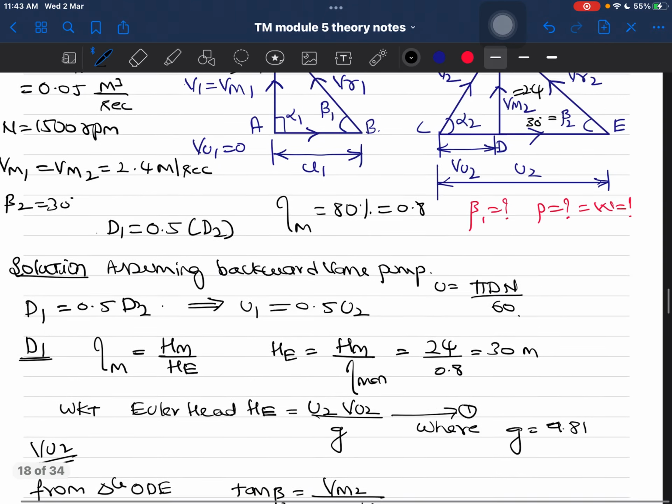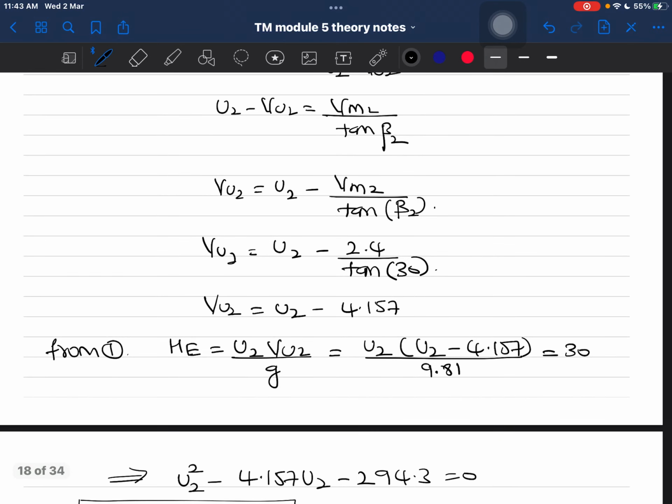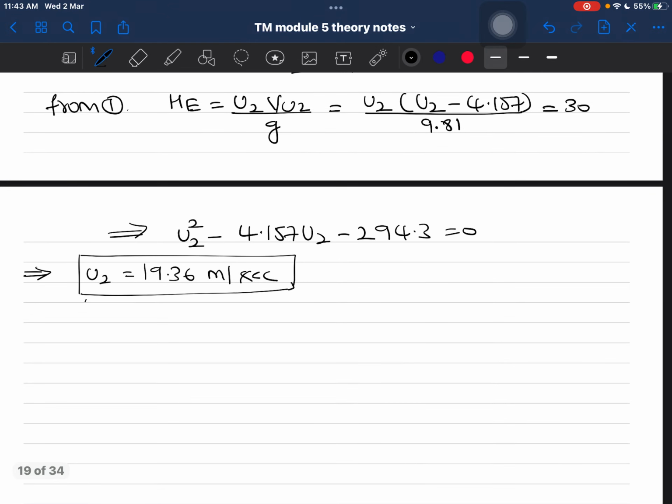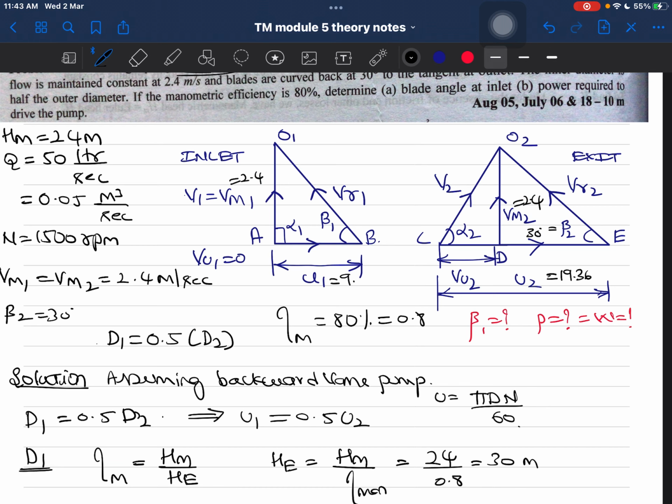So I'll immediately substitute there as well. U2 is equal to 19.36. Once you've got the U2 value, you can even calculate the U1 value. So U1 is equal to 0.5 times U2. So this is 0.5 times 19.36, that is equal to 9.68 meters per second. So this is 9.68, U1.